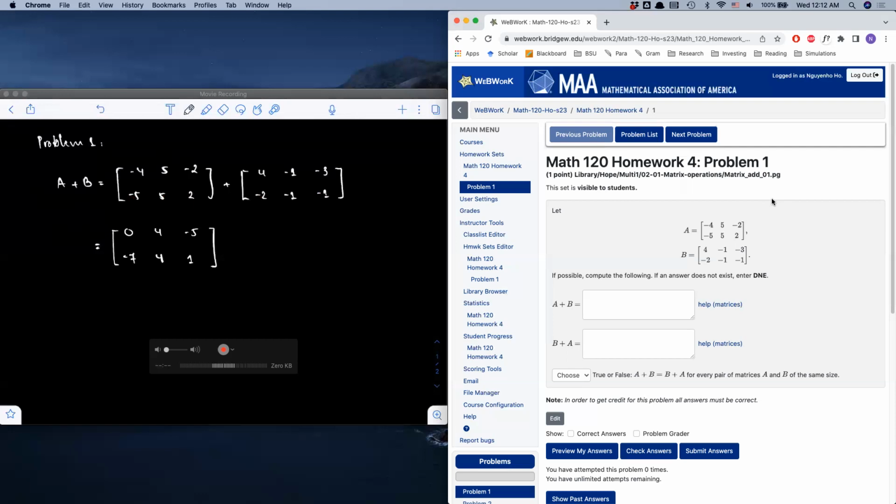Now, if you do the calculations for B plus A, you should have the same answer. That is the 2 by 3 matrix of the form 0, 4, -5, -7, 4, and 1, because matrix addition is commutative. Therefore, A plus B should be equal to B plus A, and this should be a true statement.